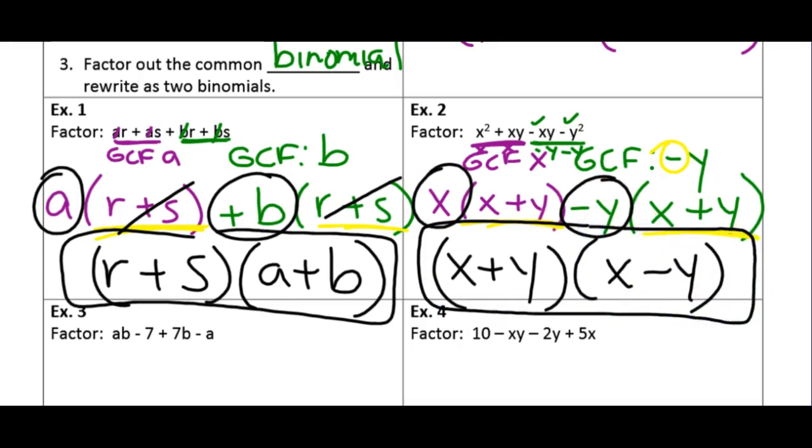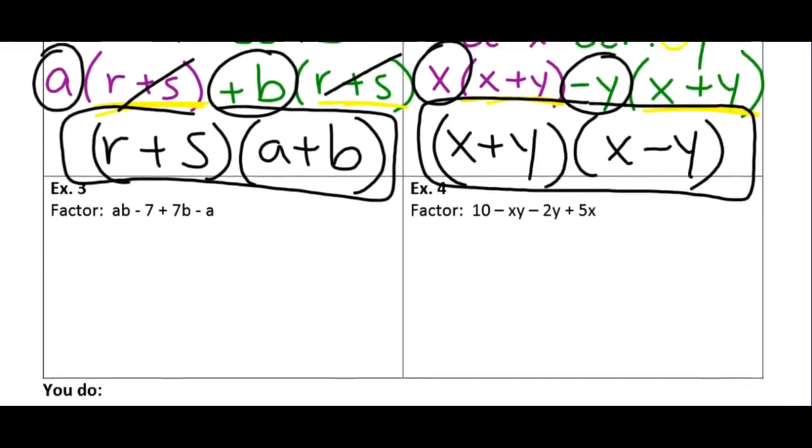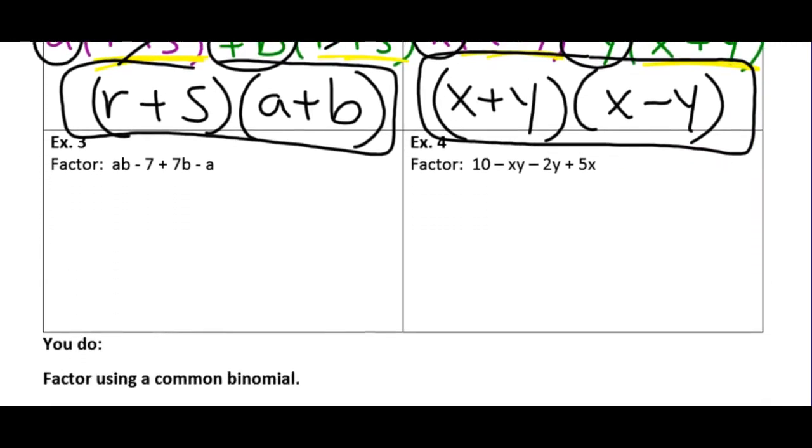All right, let's take a look at example 3. In example 3, the terms that are right next to each other do not have a common binomial, or do not have a GCF. So I have to move some things around. I'm actually going to move the negative 7 back here, and then negative a up that way. So I'm going to rewrite that problem: ab minus a plus 7b minus 7.